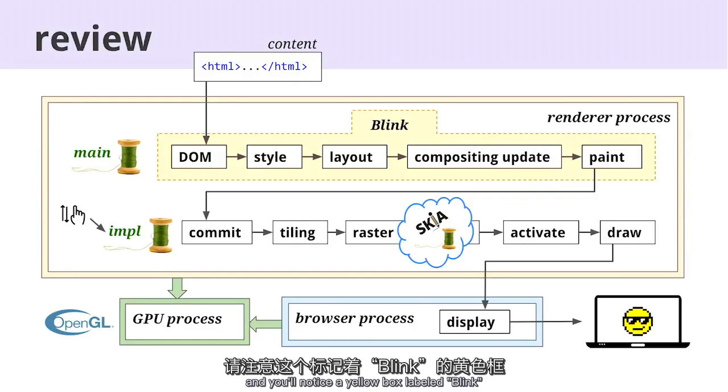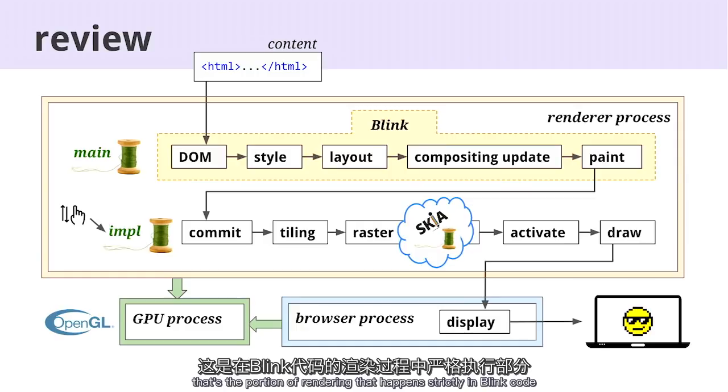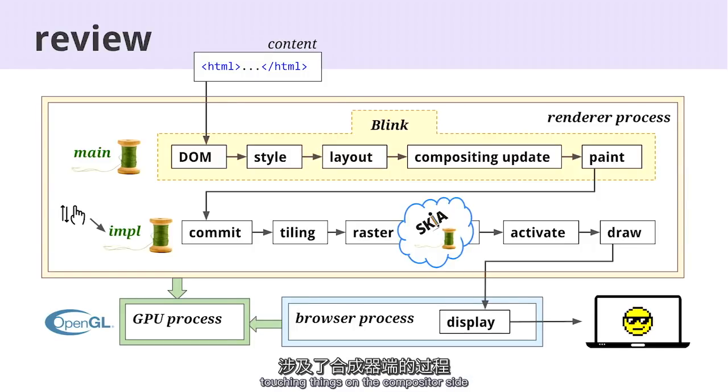And you'll notice a yellow box labeled Blink around all of the main thread lifecycle stages. That's the portion of rendering that happens strictly in Blink code. But the Blink project, broadly construed, very often ends up touching things on the compositor side to achieve the goals of the web platform. So the boundaries of code ownership are not very strict.